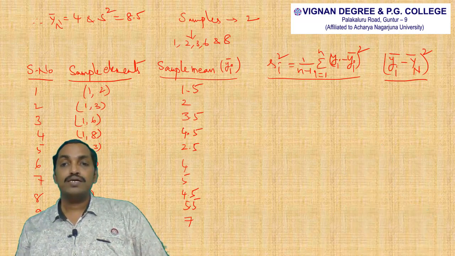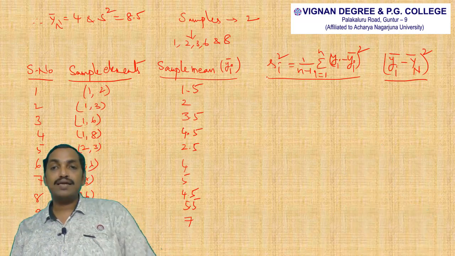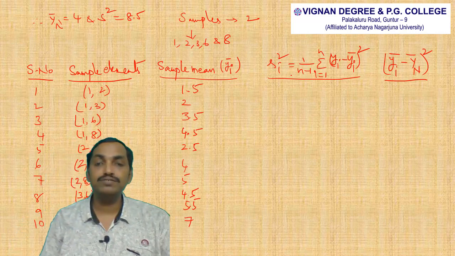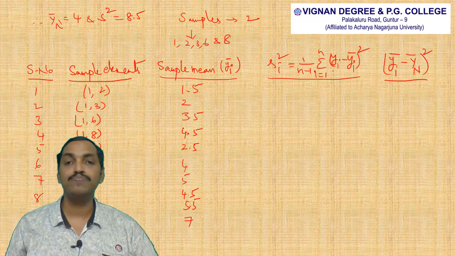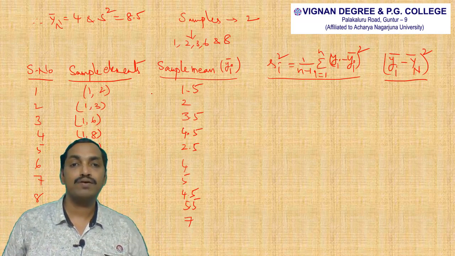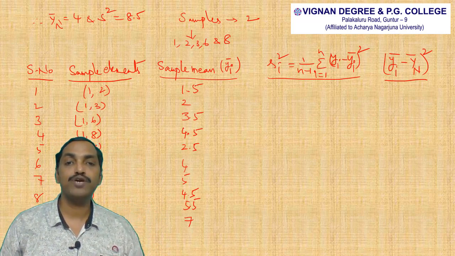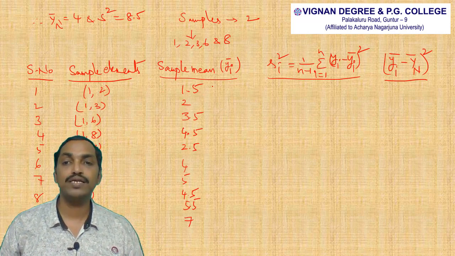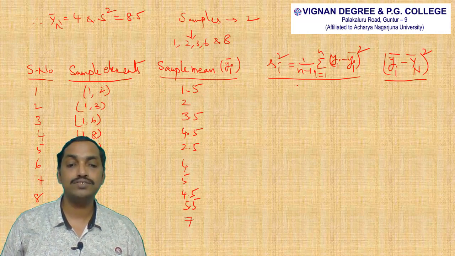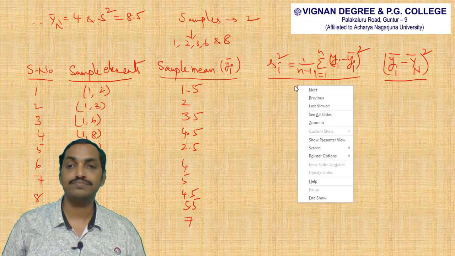Similarly, on calculating the sample mean square values, that means 1 by 1 into the sum of 1 minus 1.5 whole square plus 2 minus 1.5 whole square, that gives me 0.5.